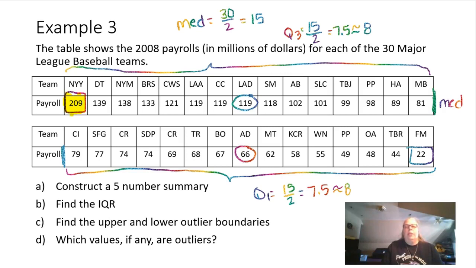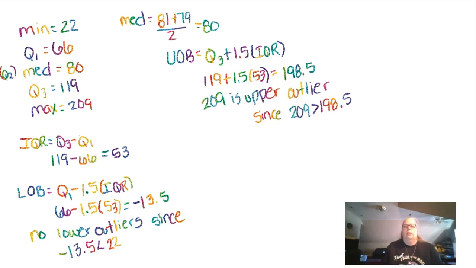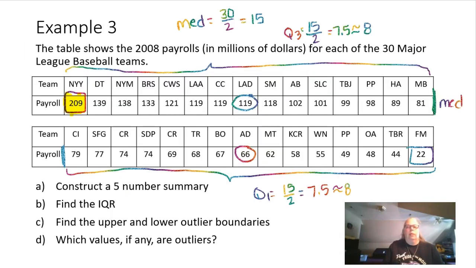My next number, 139, that's less than 198, so not an outlier. It looks like we have one upper outlier. All right, and here's our conclusion. 209 is an upper outlier because 209, that was in our data set, is more than the 198.5, which was our upper outlier boundary. Oh, and we just answered part D. The 209 was the outlier there.